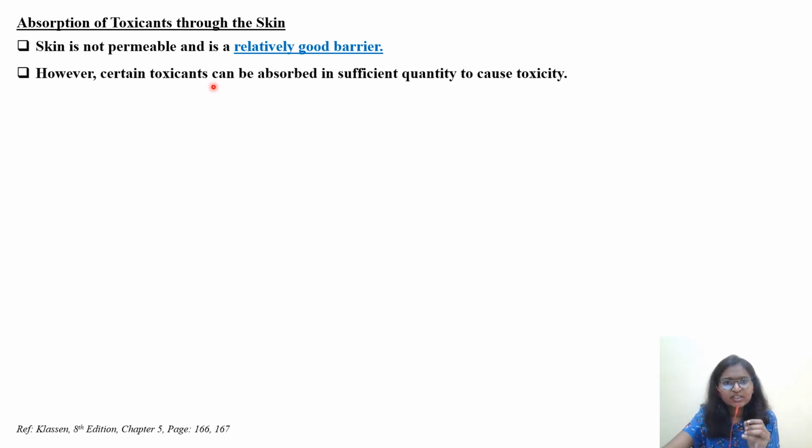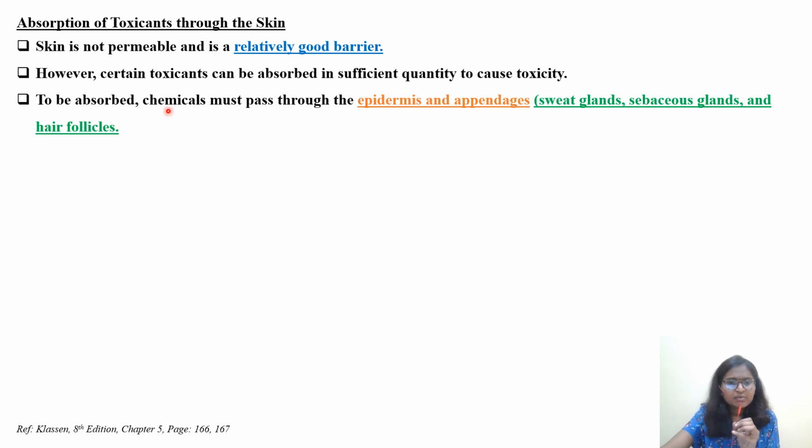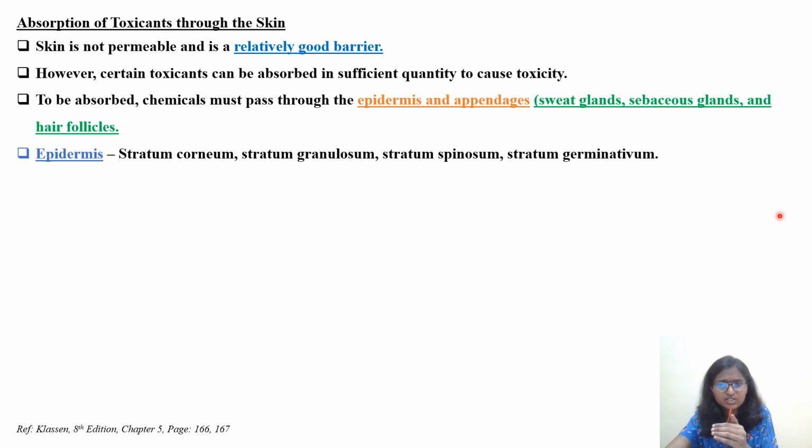However, certain toxicants can be absorbed in sufficient quantity to cause toxicity. To be absorbed, chemicals must pass through the epidermis and appendages. That is the reason I have discussed in detail the various sections of the skin. The epidermis and appendages, I was saying, are sweat glands, sebaceous glands, and hair follicles. Also remember they are secondary barriers. The first one is the stratum corneum, which is the rate limiting step. After that the second barriers will come. Epidermis consists of stratum corneum, stratum granulosum, stratum spinosum, and stratum germinativum.